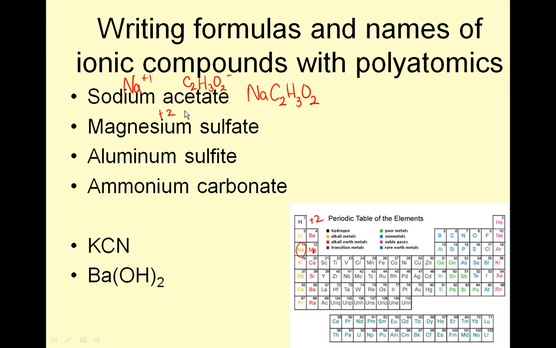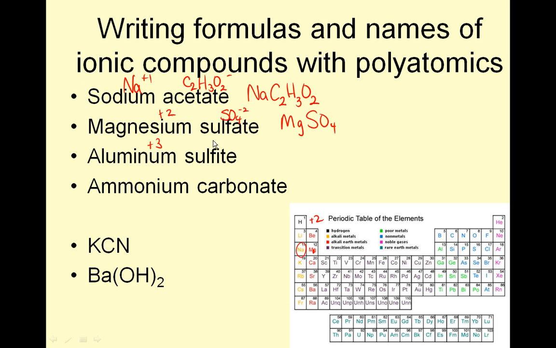Magnesium +2. Sulfate, you memorize, is SO4 with a -2 charge. So +2 and a -2 gives you Mg for one of the magnesium ions, SO4 for one of the sulfate ions, because that's its identity. So that's the chemical formula.